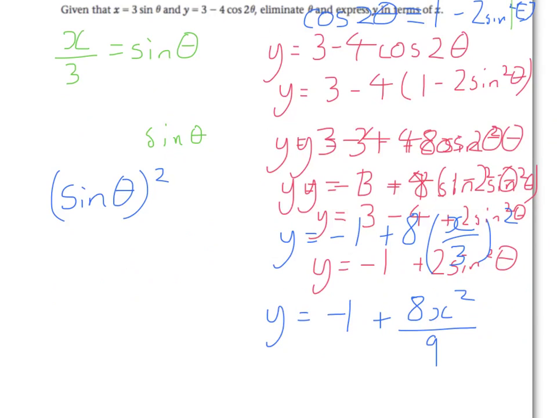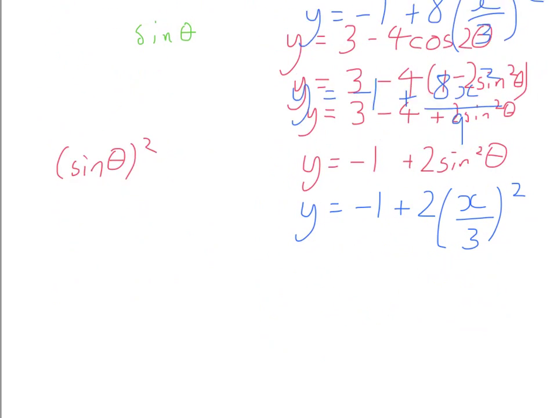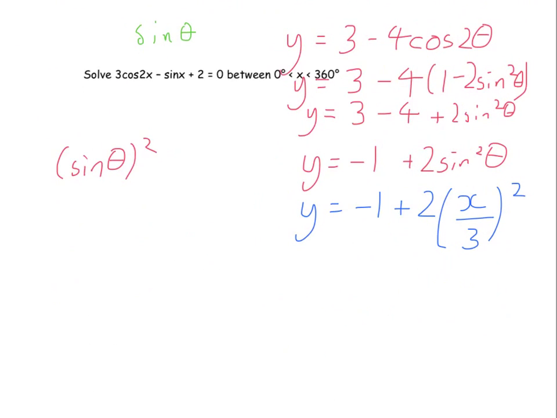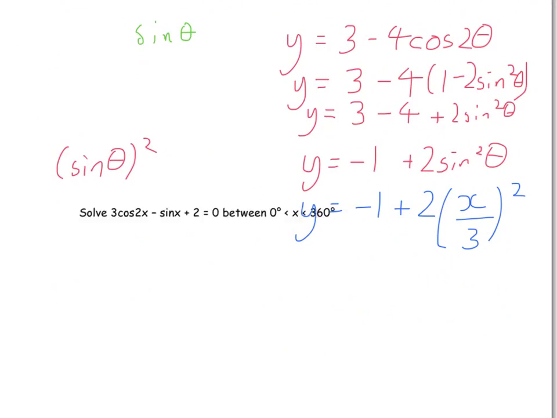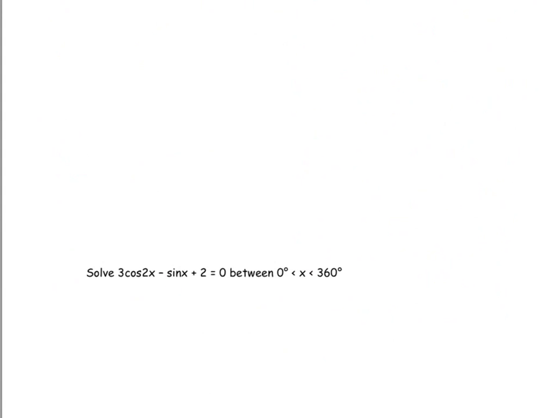So in this question, what we've had to do is rearrange one of our two equations given to help us eliminate the thetas. If we have a look at a second example, it says solve 3 cos 2x minus sine x plus 2 equals 0 between 0 and 360 degrees. Well, the problem here is that we've got cos 2x and sine x, and to help us solve this question we need to have either sine x's or cos x's.